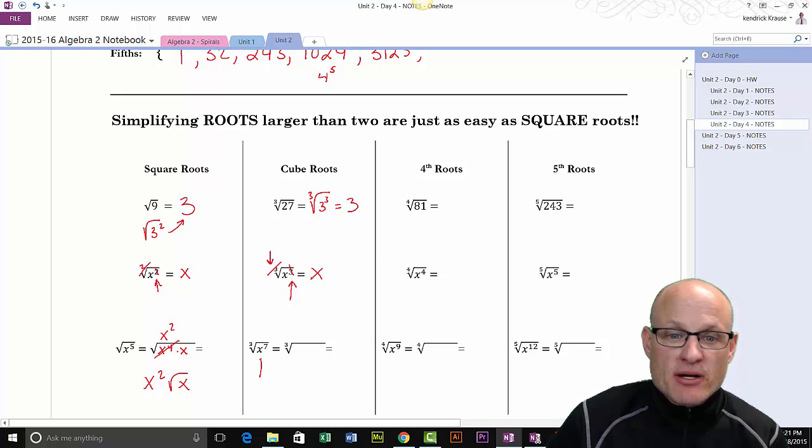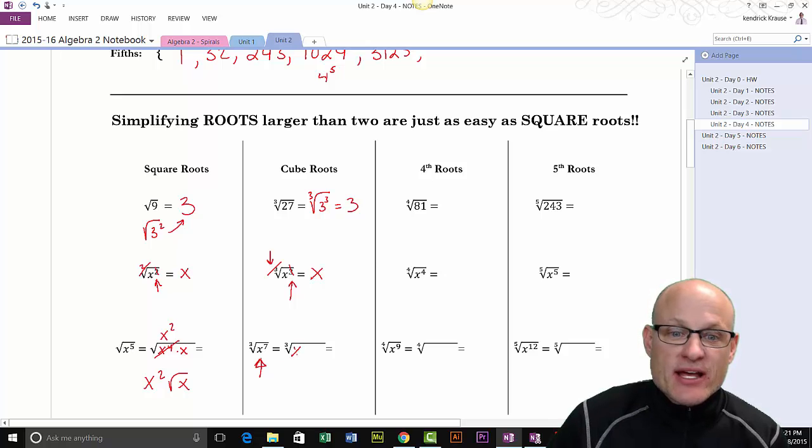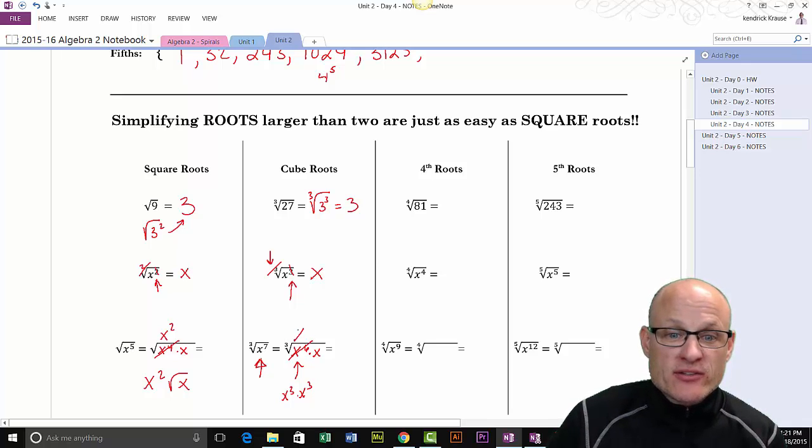So if I'm talking about x to the 7th, I'm going to rewrite this as groups of 3 and then anything left over. So in this case, I can rewrite it as x to the 6th times x. Because isn't this really x cubed times x cubed, or 2 groups of 3? So the cube root of x to the 6th is x squared. So believe it or not, it's still x squared, cube root of x.